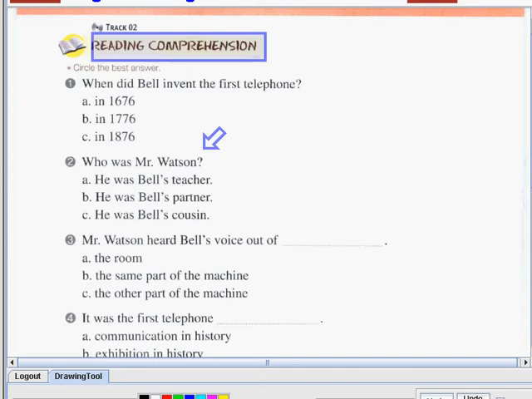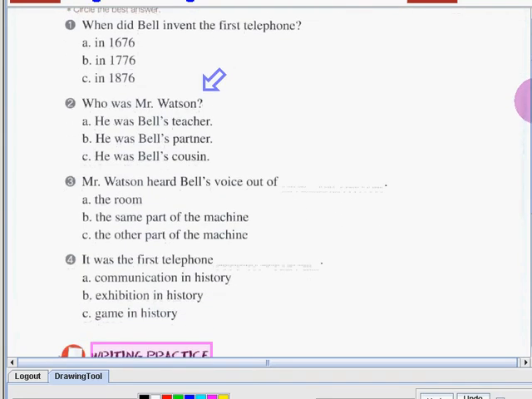And now, last number 4 on this first activity. It was the first telephone blank. Is it A, communication in history, B, exhibition in history, or C, game in history? Now, choose the answer.